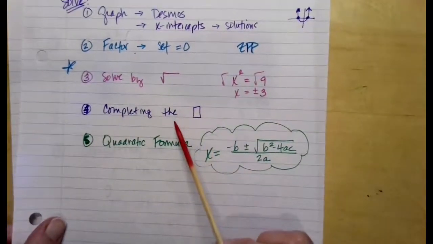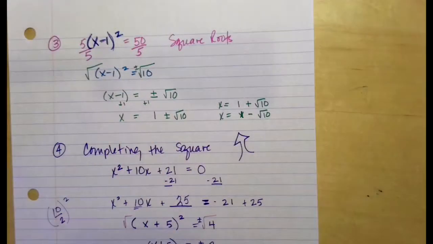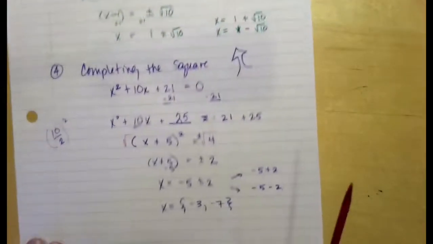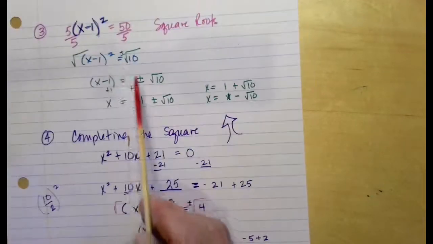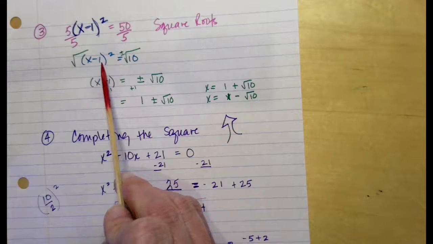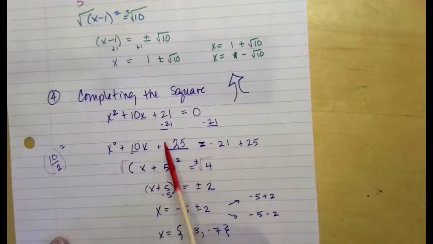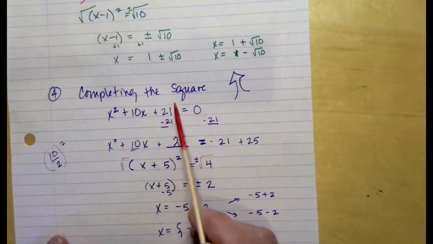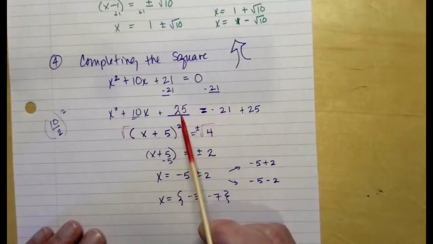Completing the square is our next strategy, and that builds upon this square root idea. Completing the square says, wouldn't it be great if I had this binomial perfect square where I could take the square root of each side? So what I do is I get it. This 21 doesn't fit my pattern, so I subtract it from each side, and I figure out what number does.